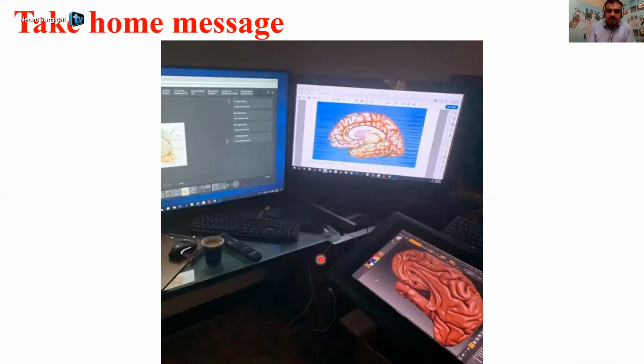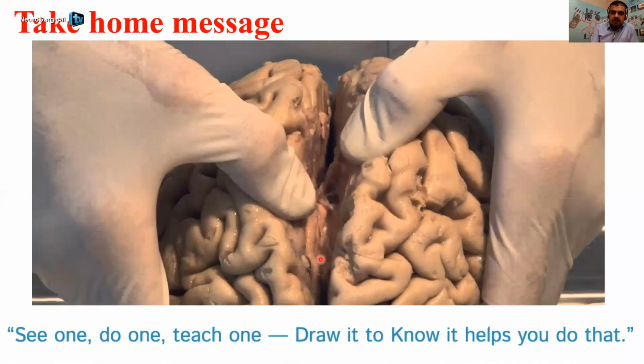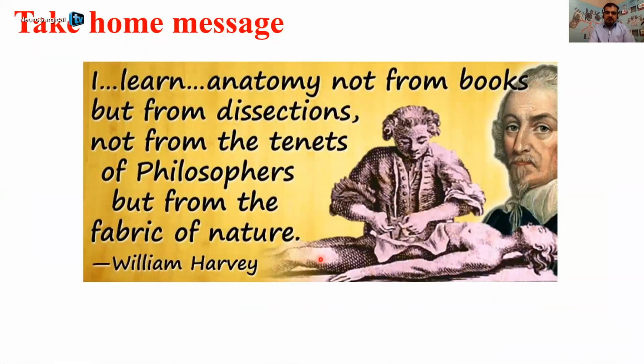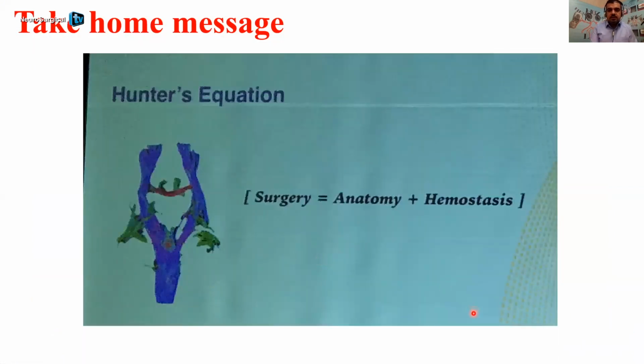Take home message: always try to combine different types of resources when studying neuroanatomy, and see one, do one, and teach one. Draw it to know it may be the best and most helpful way to study and to teach neuroanatomy at the same time, especially from a neurosurgical perspective. And as I said before, William Harvey said, I learned anatomy not from books, but from dissection, not from the tenets of philosophers, but from the fabric of nature. And why do we focus on such anatomy? Because surgery is anatomy, maybe 90%, and 10% is hemostasis.